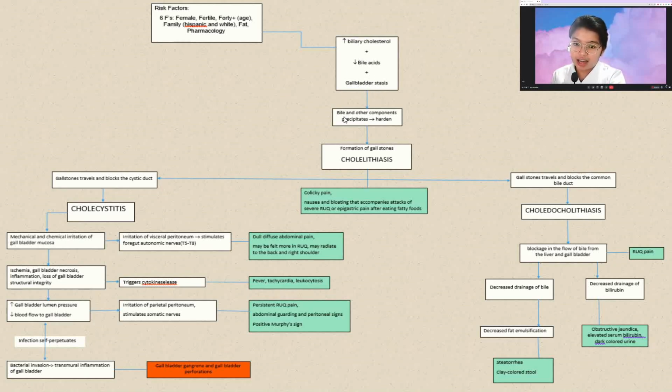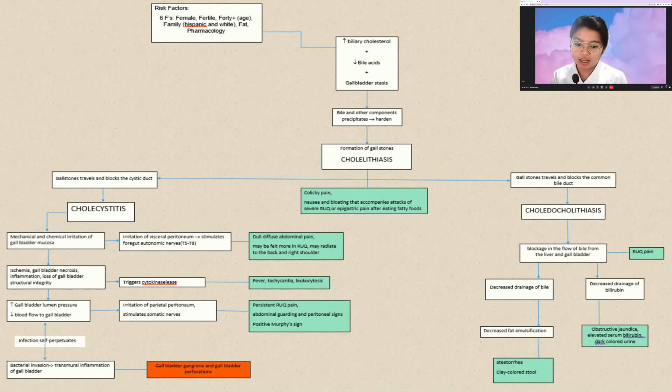What happens is that bile and other components precipitate. I told you before that precipitates means that they clump together. So these components in bile clump together and harden, and then they form the gallstones, which in medical terms is cholelithiasis. Now, in cholelithiasis, it is important to note that the patient will experience pain, but the distinct characteristic of this pain is that it's colicky.